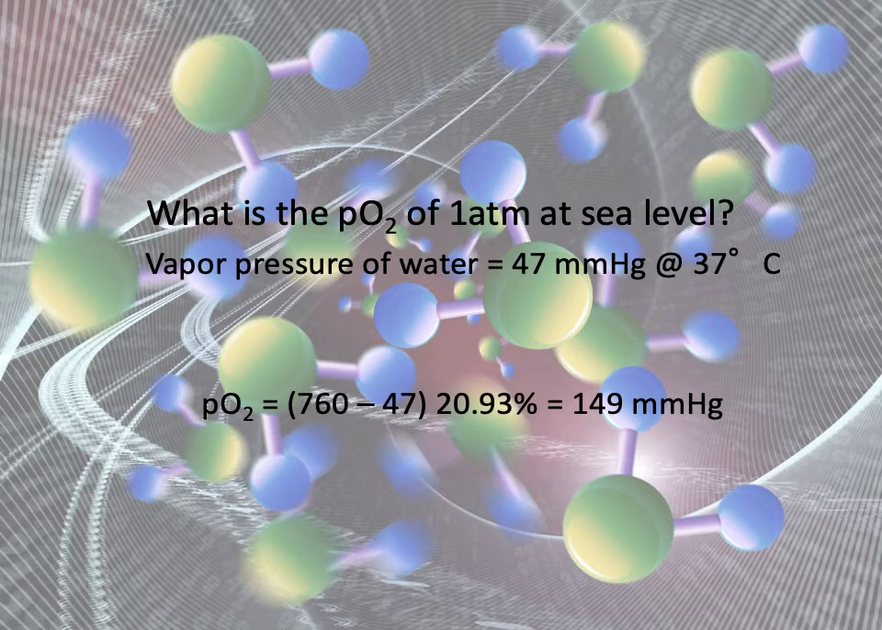Now we know that room air is 20.93% oxygen. So barometric pressure minus 47 times 20.93%, plug those numbers into your calculator, and you should get the same number, 149. So that's the PO2 at 1 atmosphere at sea level: 149 millimeters of mercury.